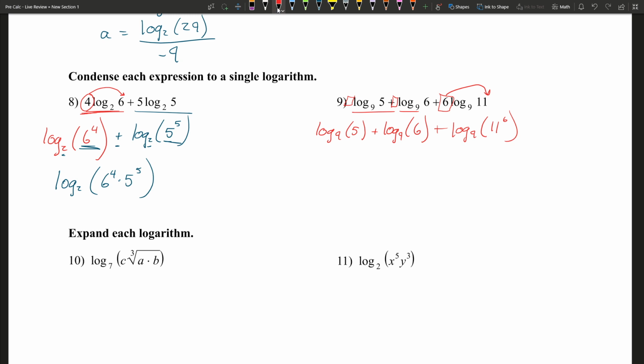Once you have each one condensed on its own, then you can start to use properties between different logs. So in this case, we have a sum of 3 logs with the same base. So we can put those all in one log and take the product of all 3 of them. Our answer would be 5 times 6 times 11 to the 6th. And to be honest, you can leave it like that on the quiz, and that'll be fine.